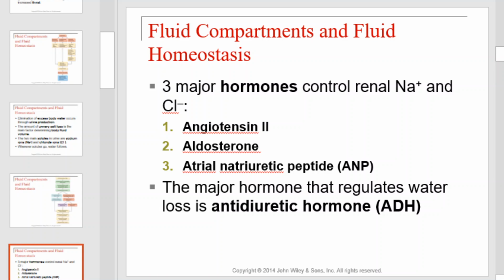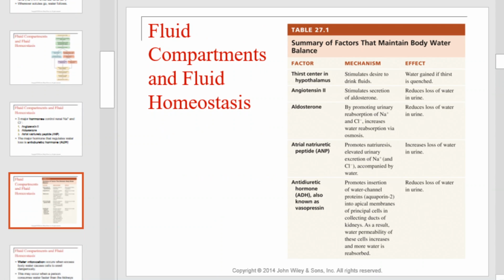There are three major hormones that control renal sodium and chlorine. They are angiotensin II, aldosterone, and atrial natriuretic peptide, or ANP. The major hormone that regulates water loss is antidiuretic hormone, or ADH. This table will provide you with a summary of factors that maintain body water balance. Listed is each factor, the mechanism, and its overall effect.